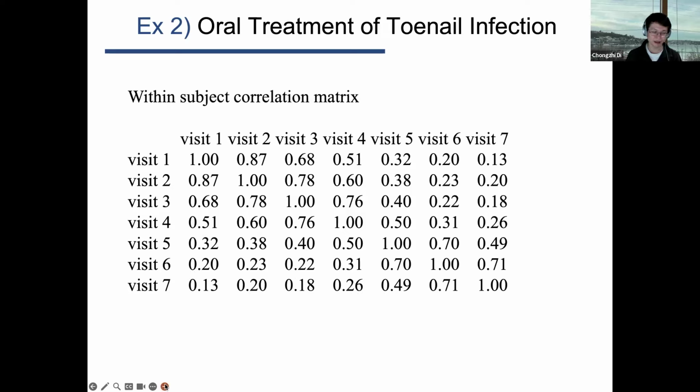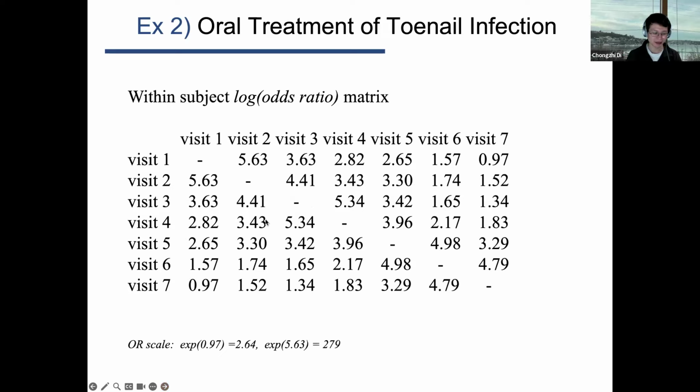And some people might ask, for binary data, the correlation coefficient might not be the best metric to capture the association, right? So you might prefer something like the odds ratio. So I also showed within subject odds ratios comparing different visits. In fact, I'm showing the logarithm of the odds ratio in this matrix. On the log odds ratio scale, 0 means really no association, and positive numbers mean strong positive association. So again, you see very strong within subject association, right?